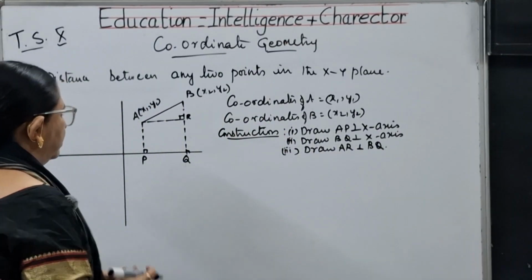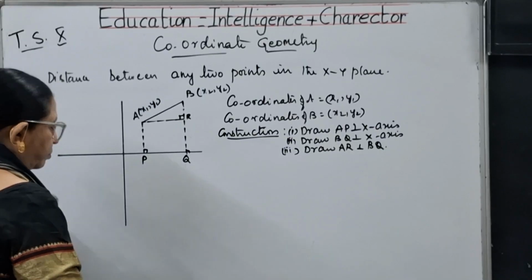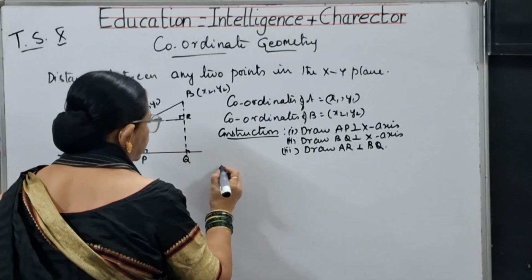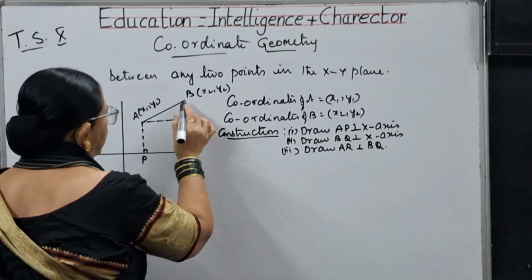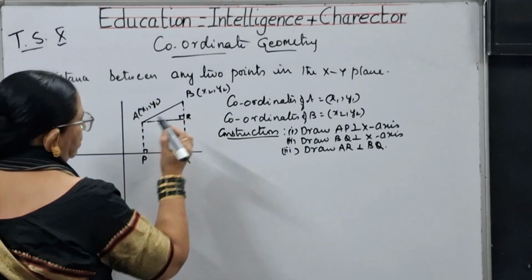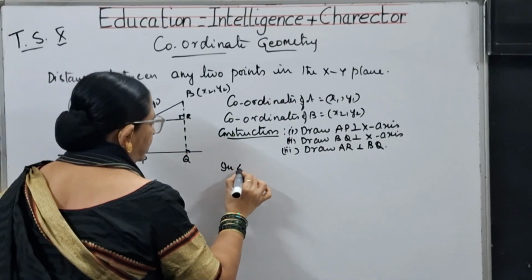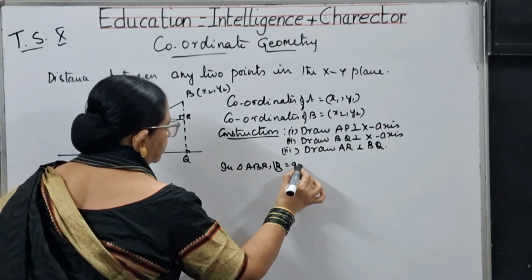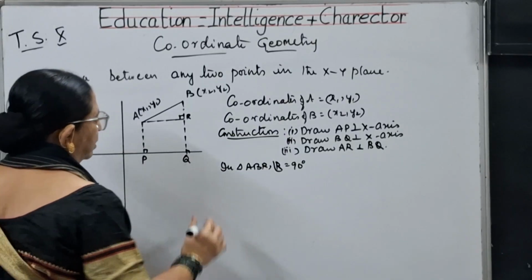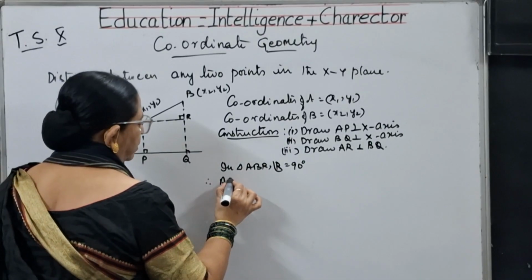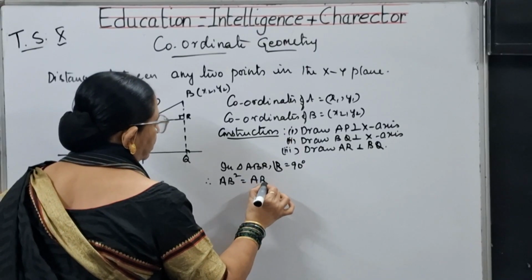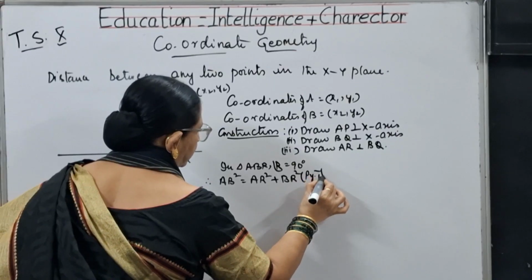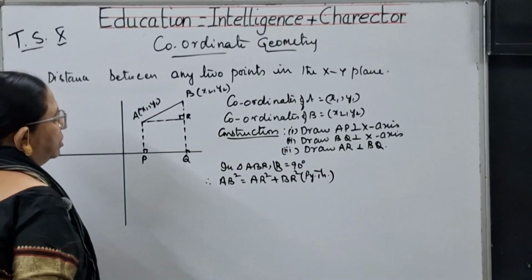Now we can say that in this case, children, when we have drawn these perpendiculars, triangle ABR, if you take, this is perpendicular. So in triangle ABR, angle R is 90 degrees. So since angle R is 90 degrees, we can say that AB square is equal to AR square plus BR square, based on the Pythagorean theorem. You can say AR square plus BR square.